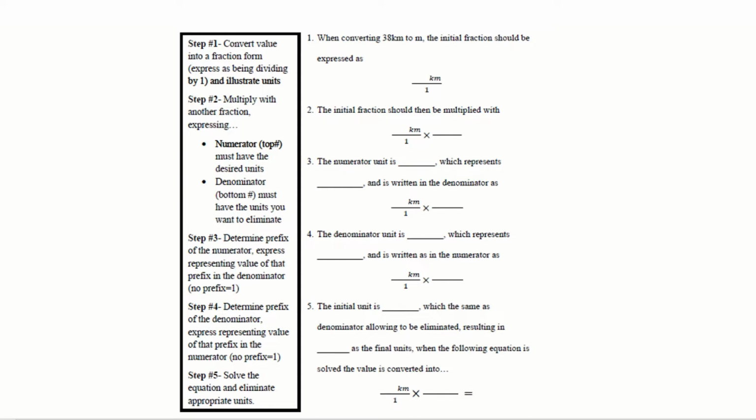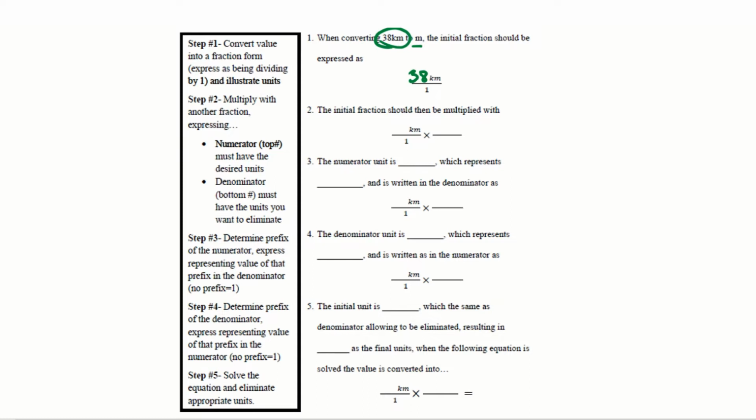Now, number 1 says that you are starting off with a value of 38 kilometers and you want to turn it into meters. Now, first thing, like step 1 says, I have to convert it into a fraction. So I can simply do this by saying 38 kilometers divided by 1. Step 2, I now need to multiply it with another fraction. Now this other fraction is going to be read as the following. The numerator, which is the number at the top, has to have the desired units.